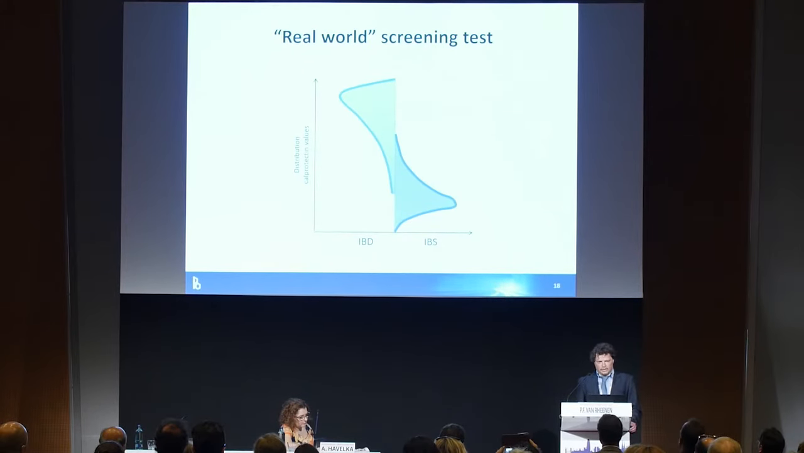This is what fecal calprotectin distributions look like in patients with IBD and irritable bowel syndrome. So there is a great proportion of overlap. So where do we draw the threshold? Where do we draw the cut point? If we do it too low, then we won't have false negative patients, but there will be a lot of false positive patients. And if we draw the line too high, then we won't have any false positives, but a lot of false negative patients.